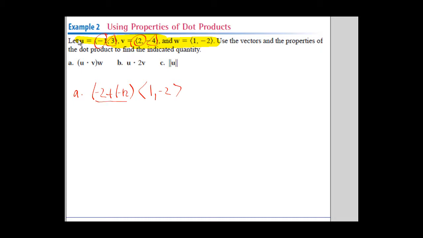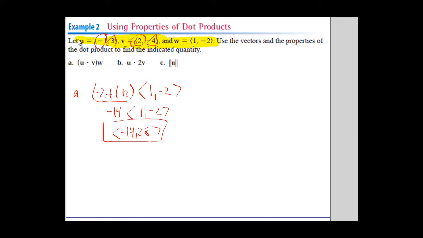So in this first quantity, we've got -14 times vector w, 1, -2. Simply distribute that -14, and the result being -14, +28. Box that answer.